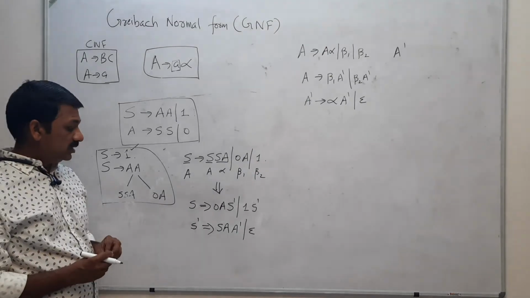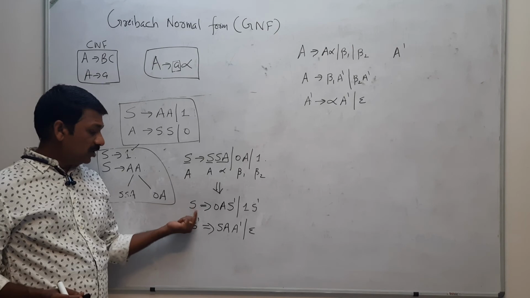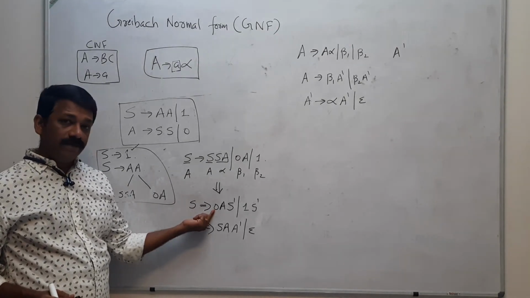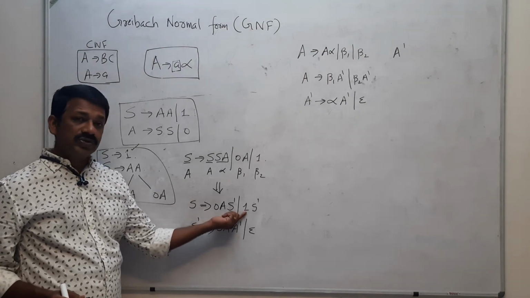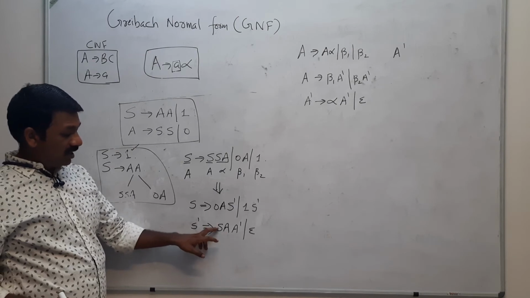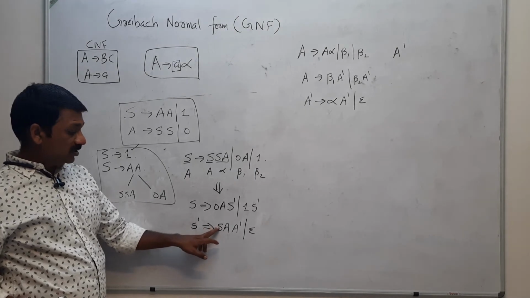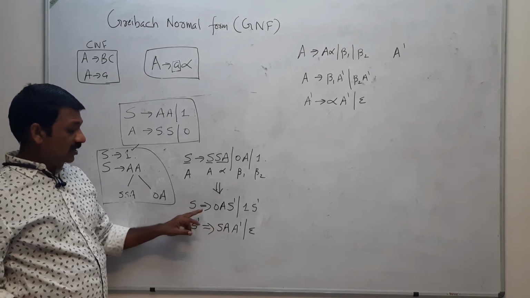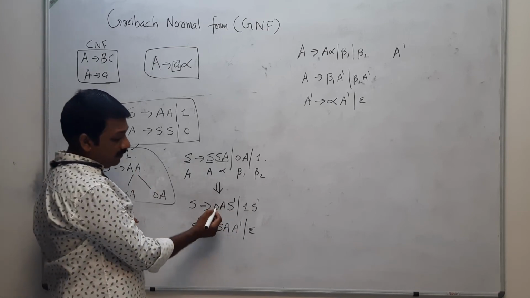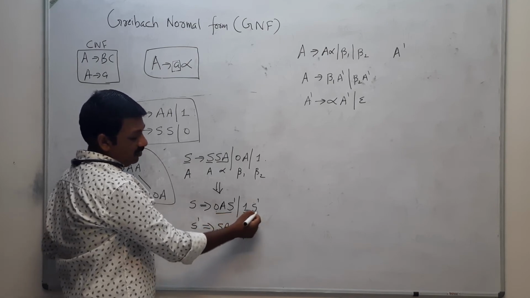Okay, now see the right hand side of these S productions. This S production, the right hand side is starting with a terminal. What about this? That is also starting with a terminal. But here, see, this S is not a terminal. So what are the S productions? S productions are S derives 0 A S dash and 1 S dash. So you have to replace this S with 0 A S dash and 1 S dash.